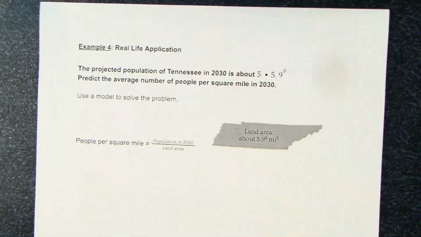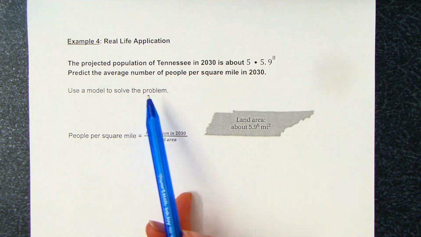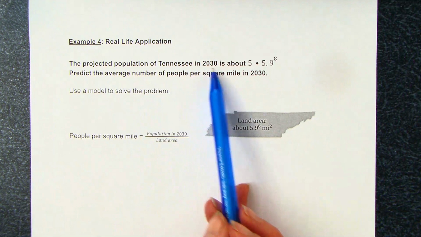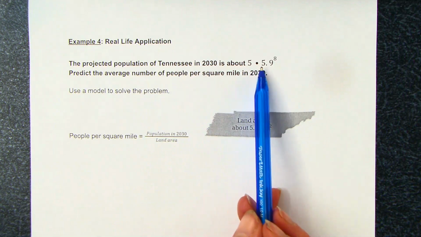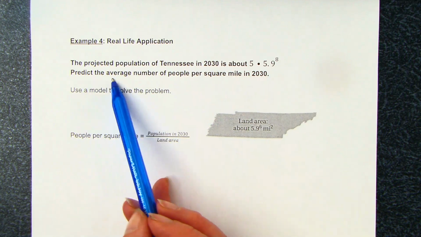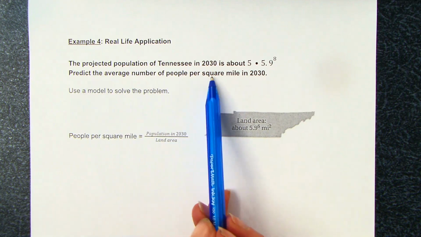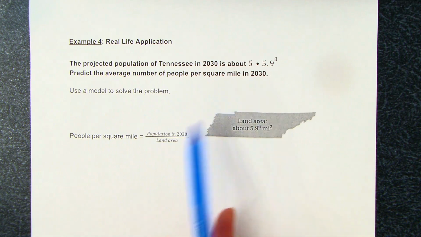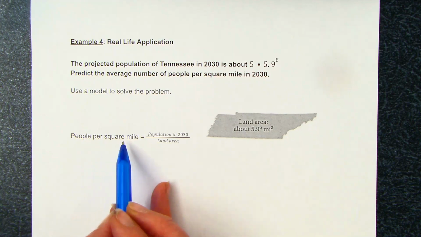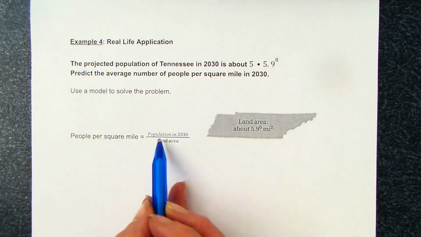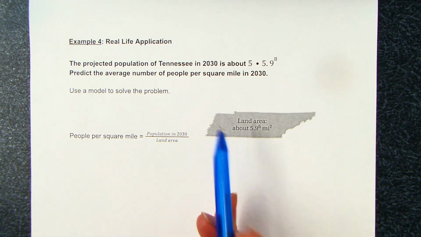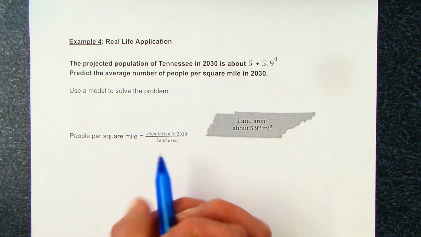Okay, and then we have this real-life problem. So we have the projected population of Tennessee in 2030 is about 5 times 5.9 to the 8th power. We want to predict the average number of people per square mile in 2030. And we're going to use this model to solve the problem. So the people per square mile, which is what I'm trying to find out, is the population in 2030 divided by this land area.